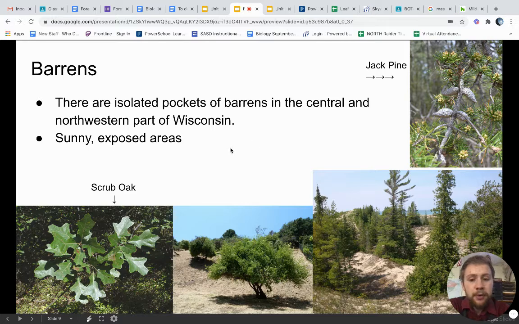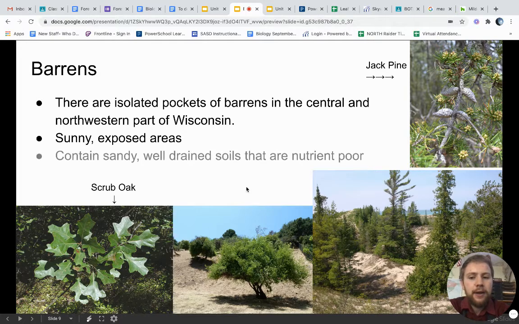They're sunny and exposed areas, so they would likely get a lot of wind, not a lot of foliage to kind of block the wind. And particularly what grows there would be jack pine, which have these really interesting, conical shaped cones. So they look like a cone-shaped cone, which not every cone looks like this. And it's pretty interesting because jack pine actually, in response to fire, the cones will break open, they'll burst open and release their seeds.